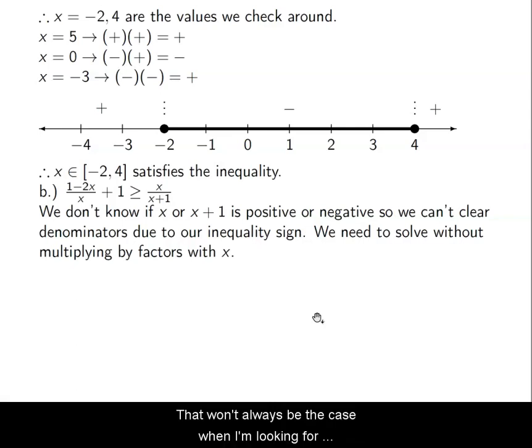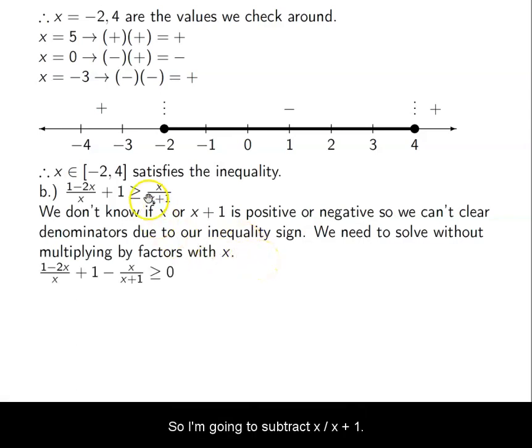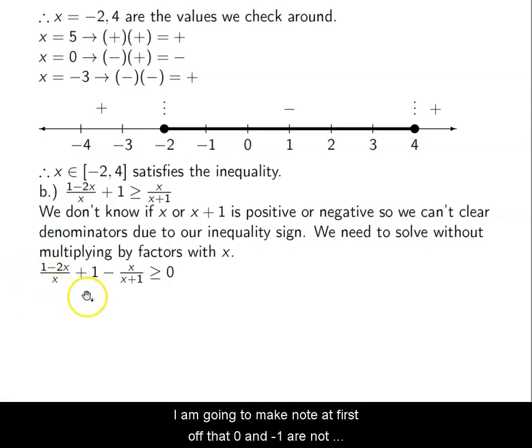That won't always be the case when I'm looking for things, for instance, that are not allowed in my domain, okay? I'm not allowed to have 0, I'm not allowed to have -1. So if I clear these out, that takes care of the things that are not allowed in my domain, which is going to be an issue, right? Because I need to check across those values as well. So I'm going to subtract x over x plus 1, and I am going to make note, first off, that 0 and -1 are not allowed in my domain, so those are two values of interest.